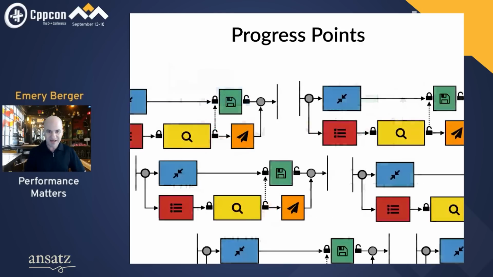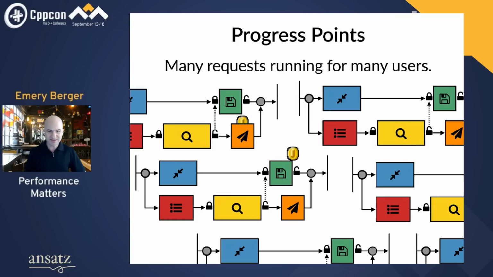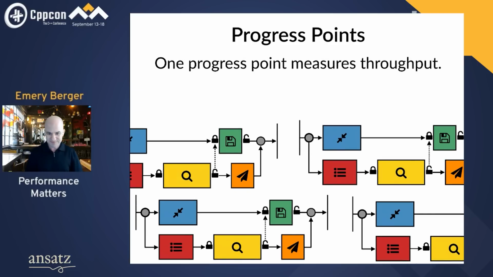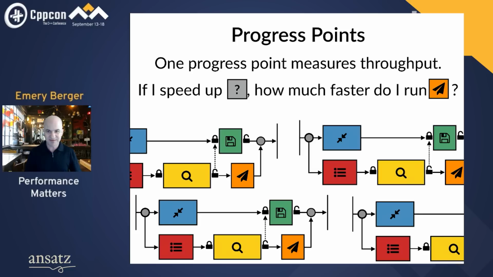So when you have many of them in flight, many requests coming from multiple users, it's getting bing, bing, bing, bing on all of them. And one progress point is going to measure throughput. And then it's going to test the effect of these experiments on throughput. All right. So that's one progress point. If I speed up something, how much faster do I get output on this progress point? So great. So that's throughput.